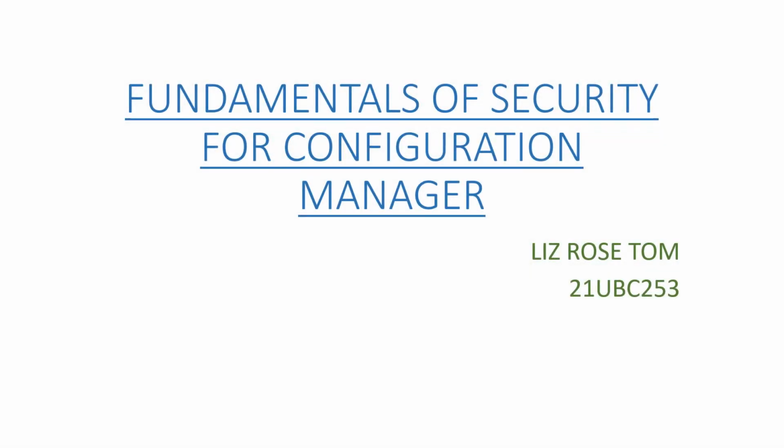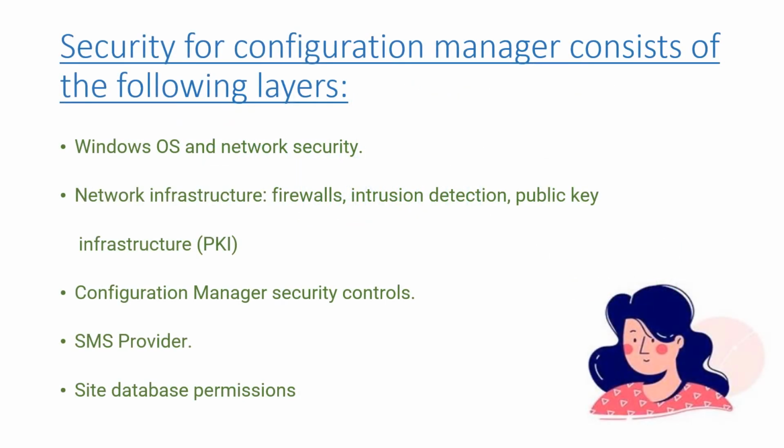Fundamentals of security for Configuration Manager. Security for Configuration Manager consists of the following layers: Windows OS and network security, network infrastructure, which includes firewalls, intrusion detection, public key infrastructure, Configuration Manager security controls, SMS provider, and site database permissions.